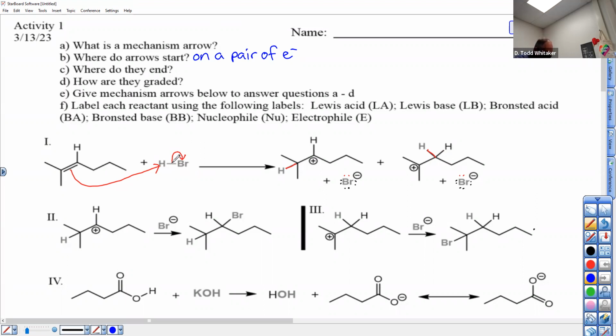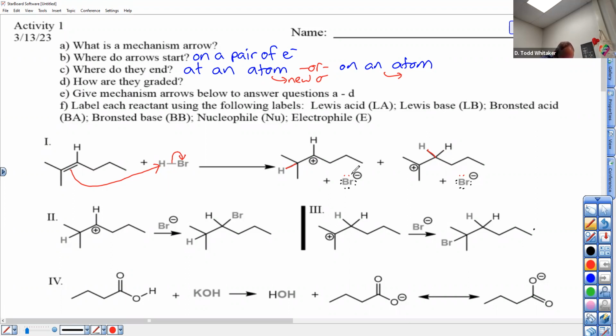Okay. Where do they end? Well, this pair ended at an atom. At an atom, or on an atom. If they end at an atom, you made a new sigma. If they end on an atom, what did you get? Here, they're ending on the atom. What did you get?